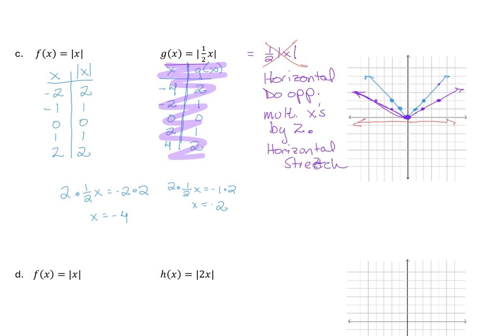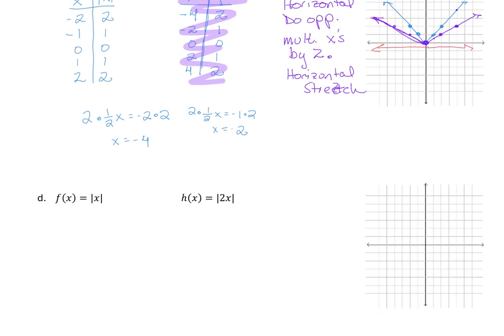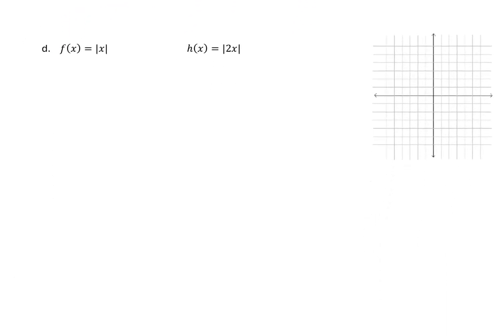All right, let's go ahead and look at the next one. This will be our last basic stretch and compress. All right, so we start with our parent function. Again, we have absolute value. We take the absolute value of our numbers, we drop all of our signs, and so we get this. All right, now when we look at this, our 2 is on the inside. It is horizontal.